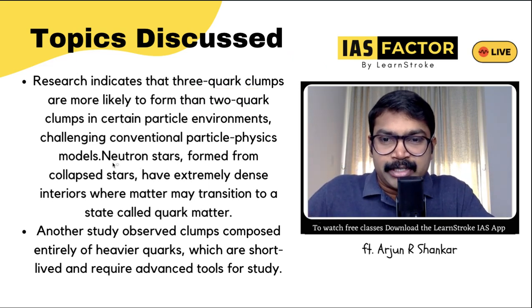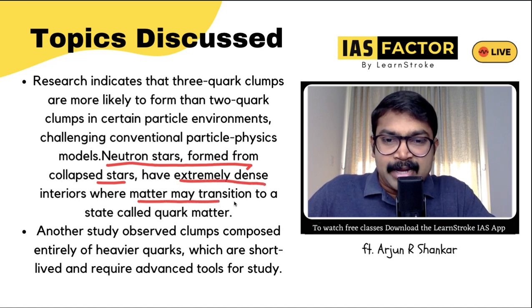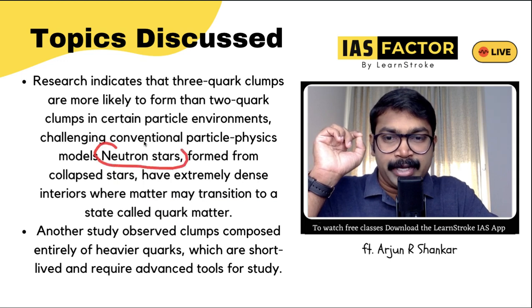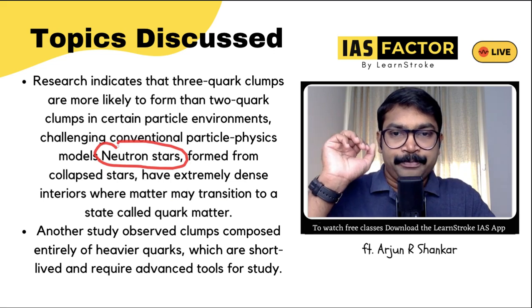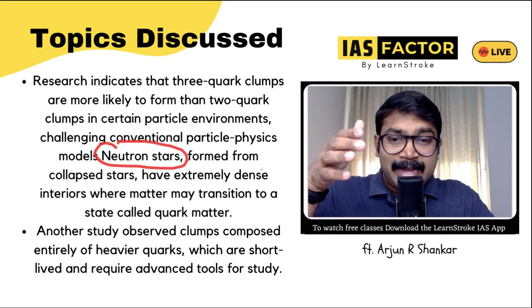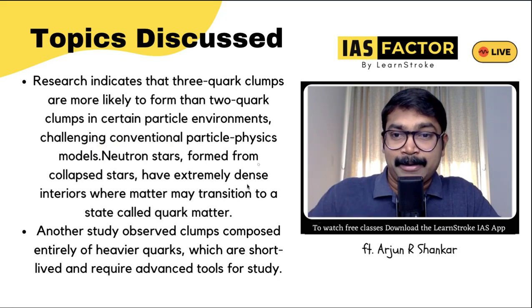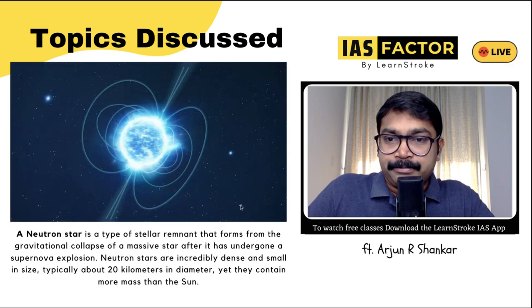Now let's also understand neutron stars. Formed from collapsed stars, they have extremely dense interiors where matter may transition to a state called quark matter. So the neutron star is also important, and this is an important area for the exam. What are neutron stars? They are formed from collapsed stars, and they can transition into what we call a quark state of matter.